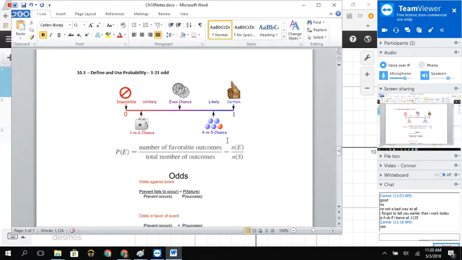What is the probability in this picture, if you have 5 marbles, that you'll pick a blue marble if 4 of them are blue? Well, it's 4 out of 5. So there's a high probability that that will happen. Okay, so that is how we calculate probability, right?